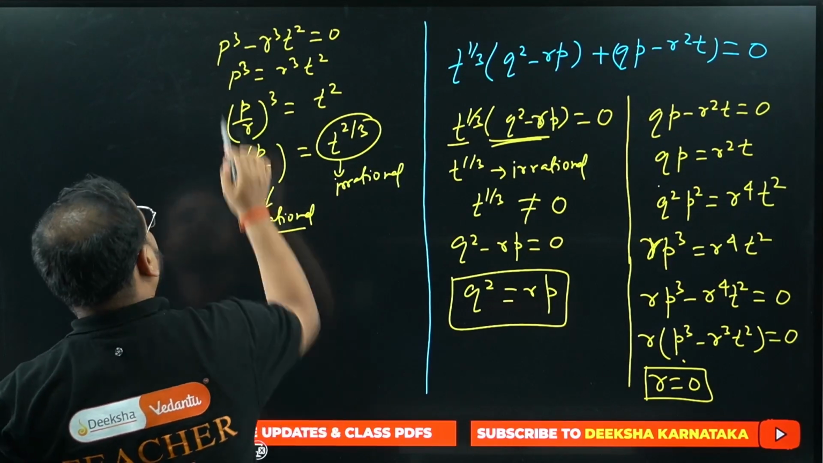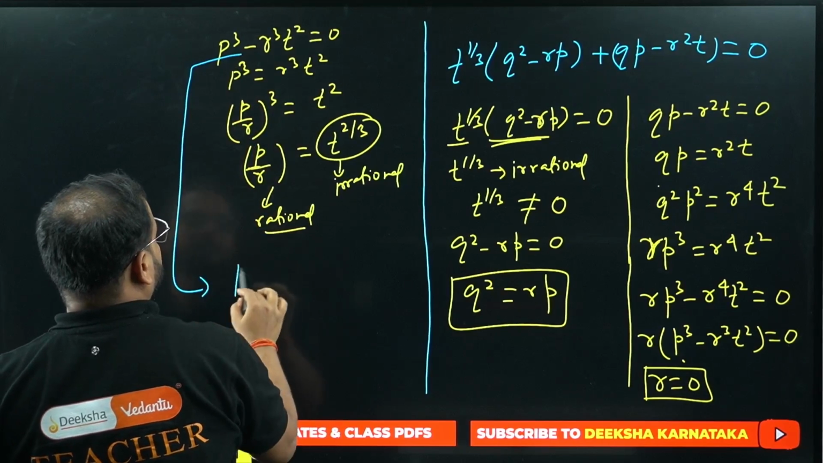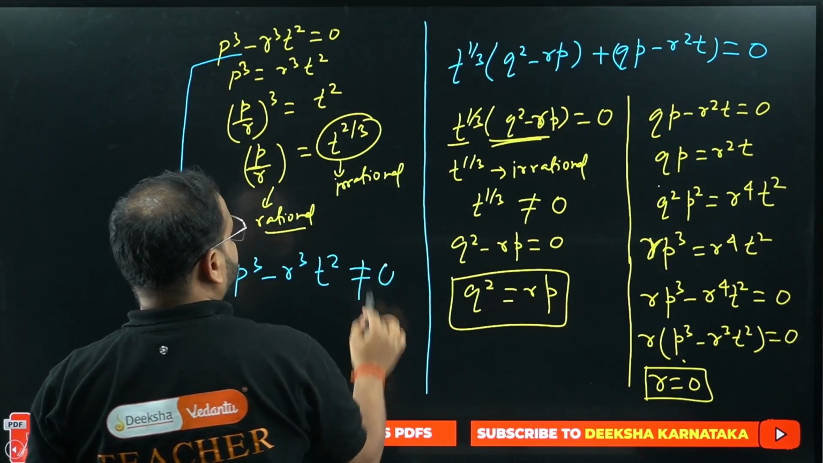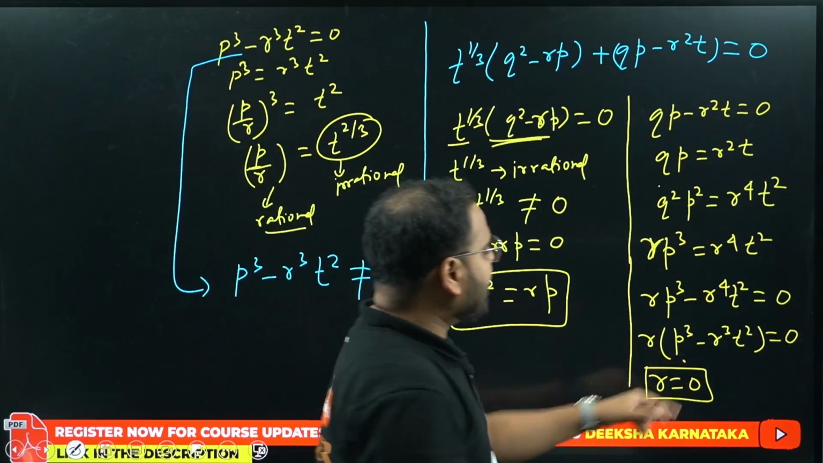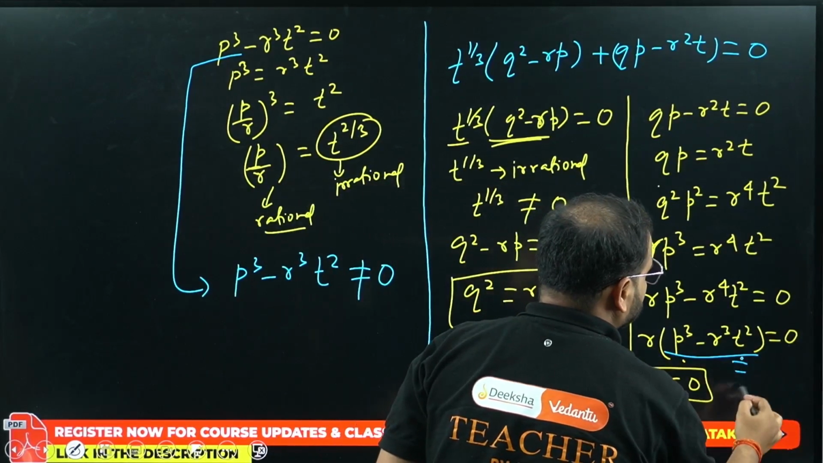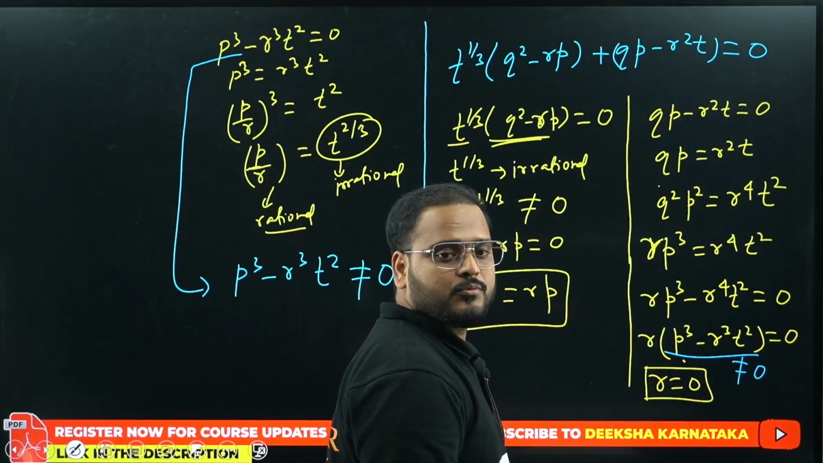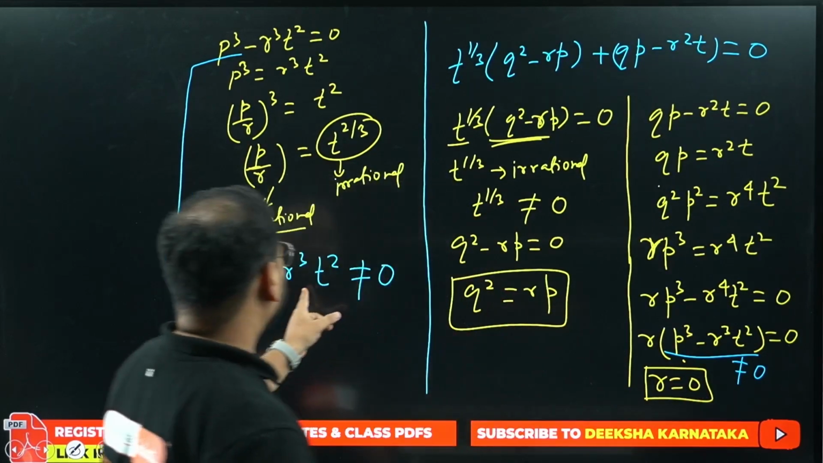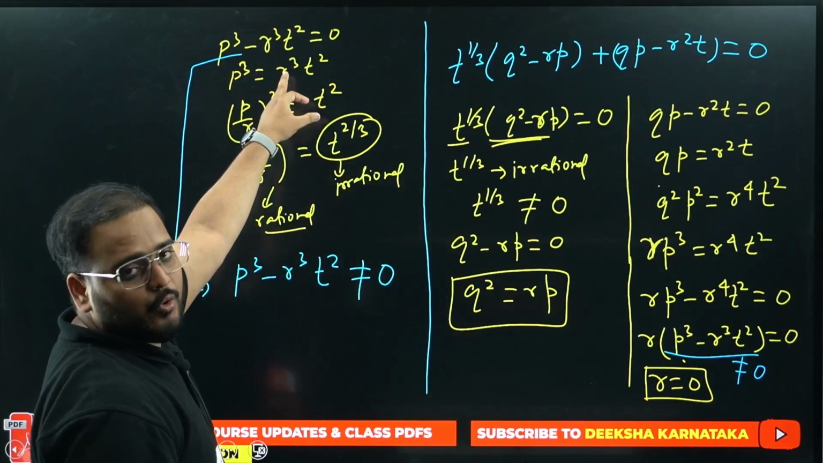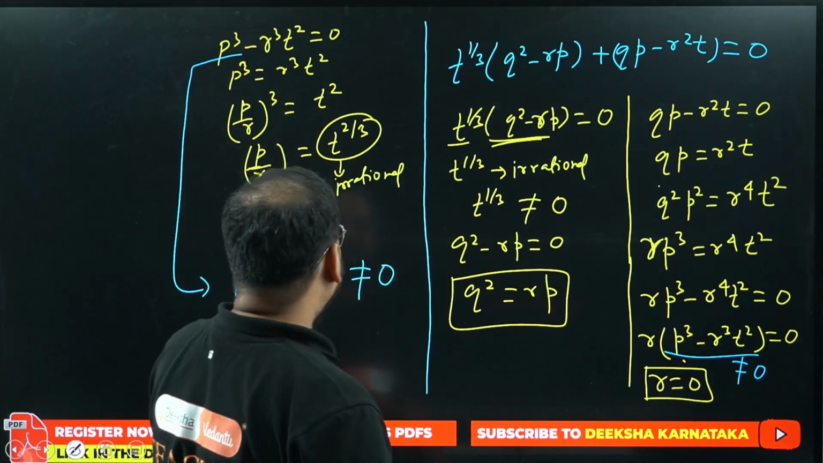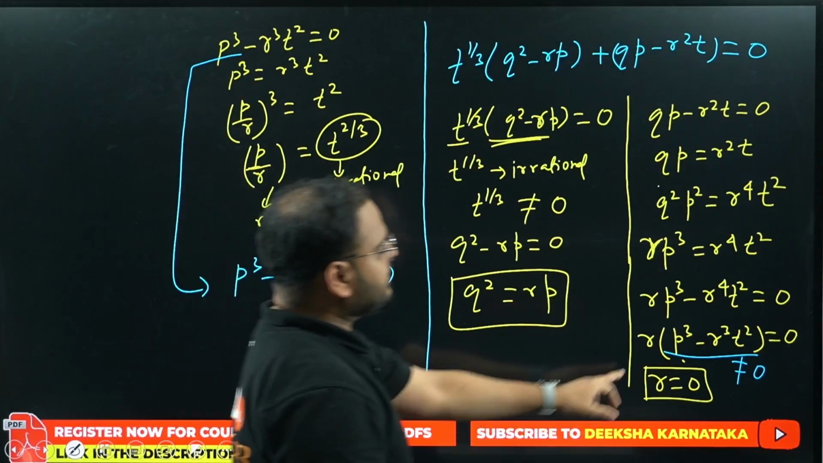It means p cube minus r cube t square is not equal to 0. That's what I said. This part is not equal to 0. It means r is equal to 0. Correct? I proved it here. It is not equal to 0, because if you take it equal to 0, then you're going to get rational equal to irrational. Not possible. For that reason, this is not equal to 0, and for that reason, r is 0.